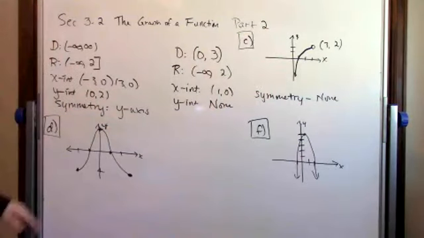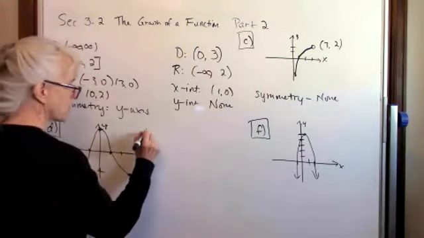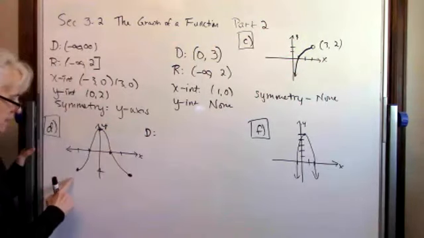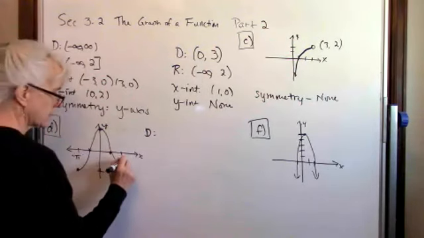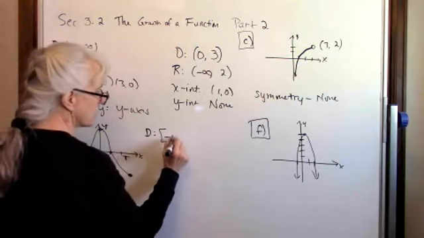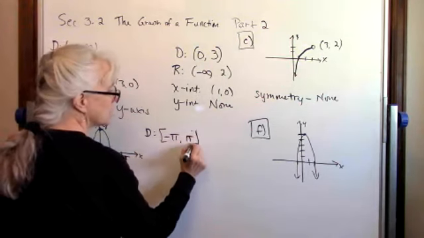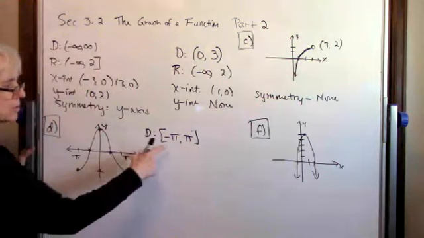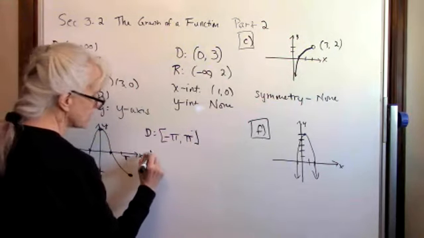What about part D? So part D, domain. The left side of this graph is over here at -pi. The right side of the graph is at pi. So our domain is going to go from -pi to pi because they're included on the picture. They are closed dots, so we know those are closed brackets.